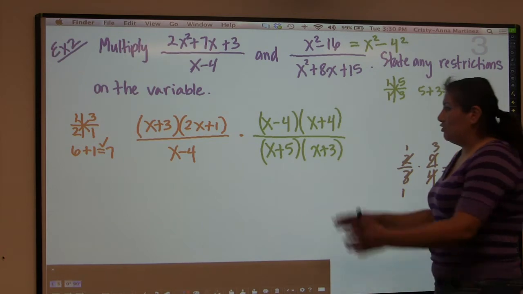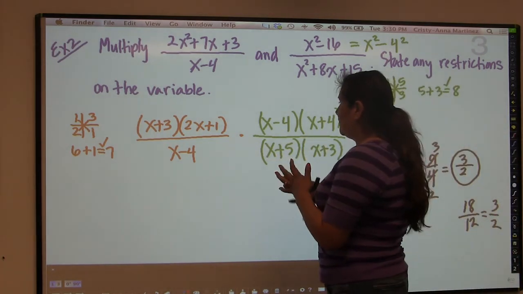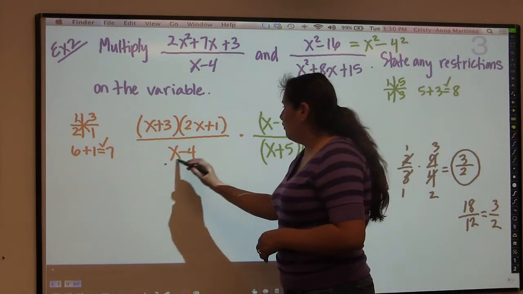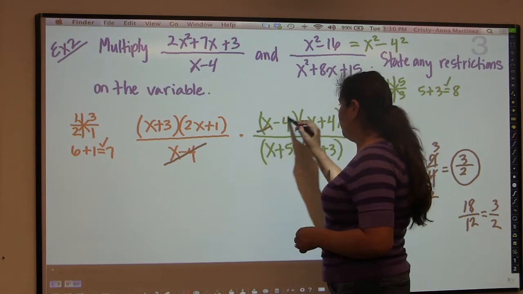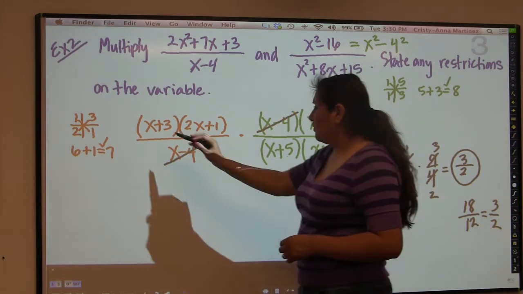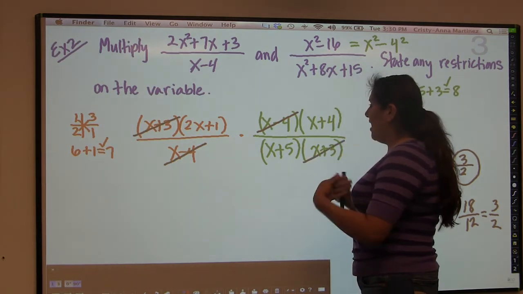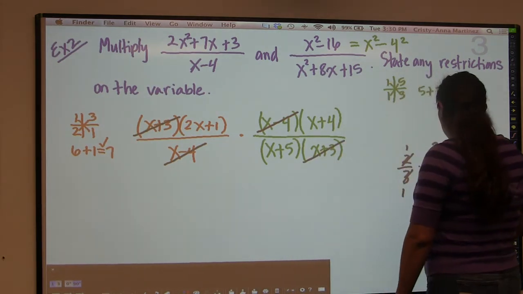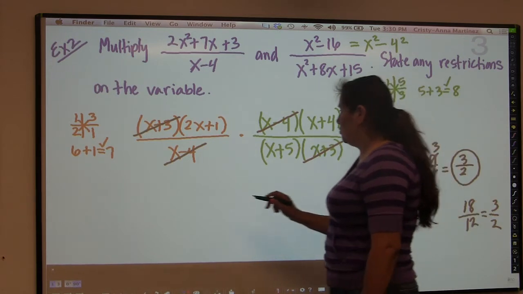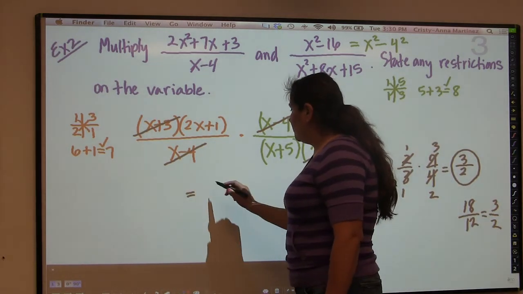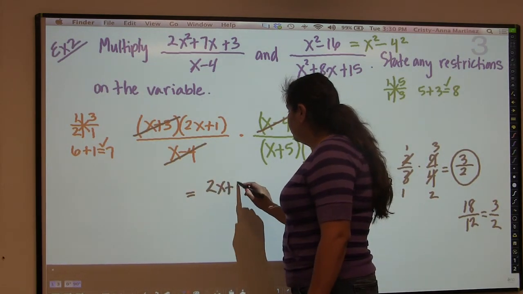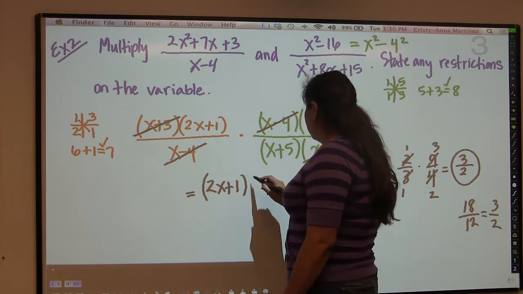And that's what I'm trying to do over here, is before I multiply, let's reduce what we can. There's an x minus 4 on the bottom, which will cancel with the x minus 4 on top. There is an x plus 3 on the top over here, that will cancel with an x plus 3 over here, and then I can multiply and get my result. So now my answer is going to be 2x plus 1 multiplied by x plus 4.